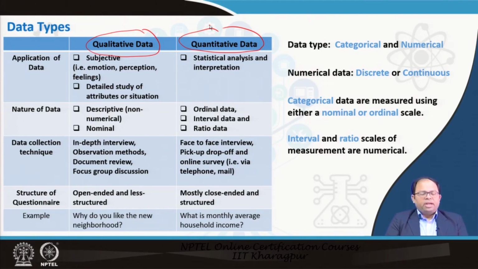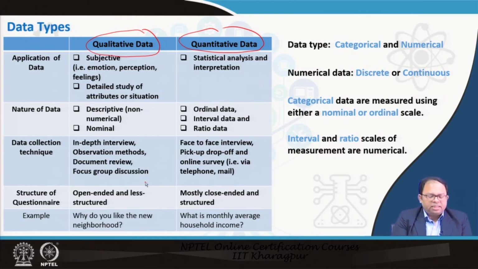So this is qualitative data, and this kind of data could be measured using descriptive methods, not statistics, or we can also measure it using a nominal scale. The descriptive is non-numerical. We cannot make statistical estimates on that, but it's a description of the particular data. This kind of data collection could be done through in-depth interviews, observational methods, document reviews, focus group discussions, and so on. So this is a qualitative method where we are mostly trying to understand the subject, and we want to study the entire thing in detail.